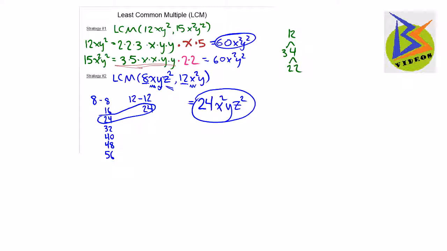So hopefully this helped you with finding the least common multiple of rational expressions.